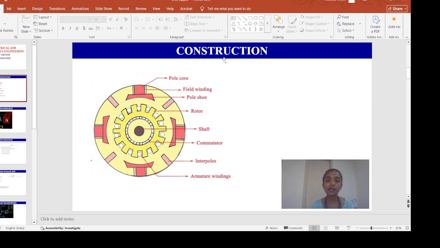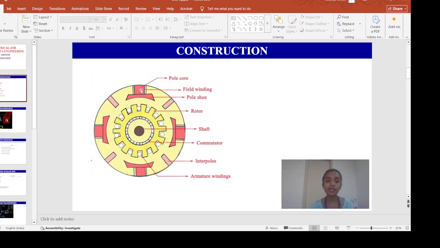So if you look at the construction of the DC motor, it is almost similar to the DC generator. The outer part of the DC motor is called the yoke or frame, and the main function of the yoke or frame is to protect the inner components of the DC motor. So it mainly acts as the protecting shield.